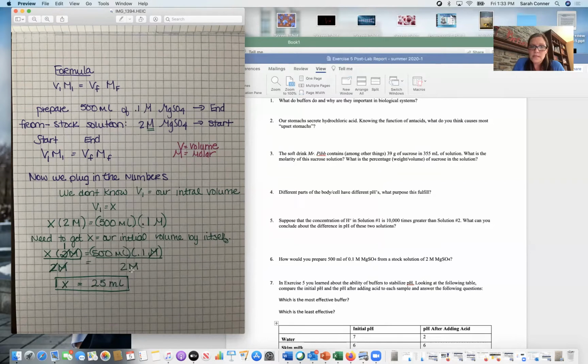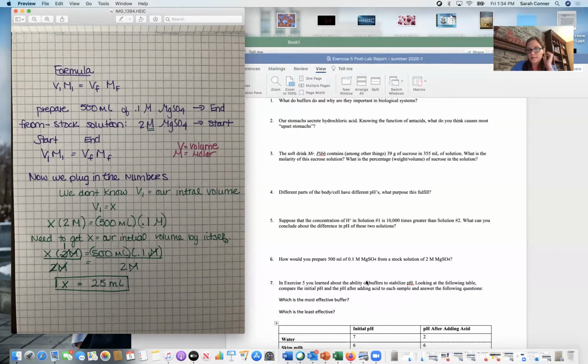This is 50. This is divided by 2, so it ends up being 25 mils, which is now our initial volume. So this number is actually what we started with up here. It's that X, the volume of the initial solution that we were looking for. Hopefully this makes a little bit more sense. I'm trying to hurry so I can get this out to you guys today. But I hope that kind of helps clarify some of the pieces that you're looking at, and answers some of the questions on here for you.